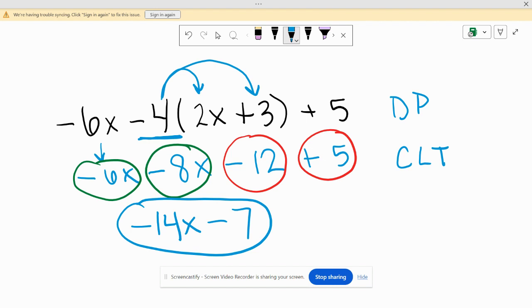The simplified answer is negative 14x minus 7. And yeah, as you can see, our first expression was very complicated, not simple at all. And we worked to make it much simpler, negative 14x minus 7.